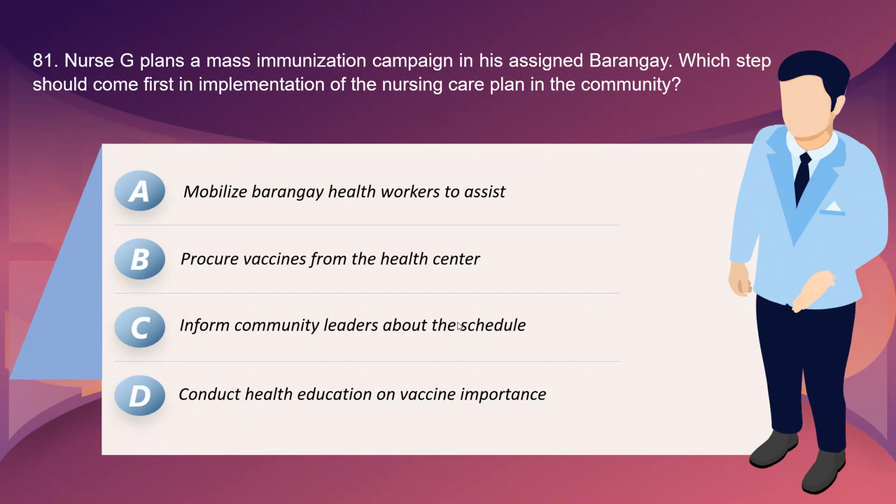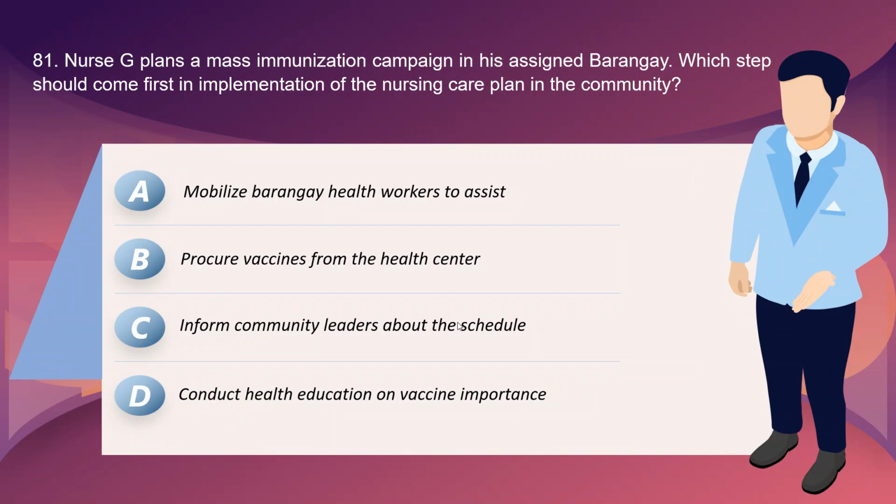Let's now have 81. Nurse G plans a mass immunization campaign in his assigned barangay. Which step should come first in implementation of the nursing care plan in the community? A. Mobilize barangay health workers to assist. B. Procure vaccines from the health center. C. Inform community leaders about the schedule. Or D. Conduct health education on vaccine importance.